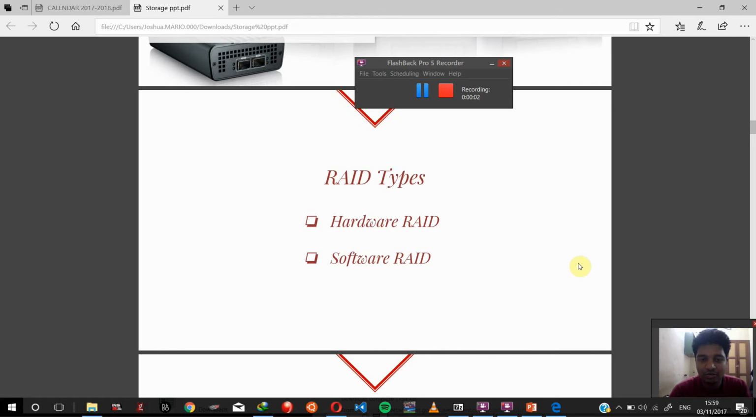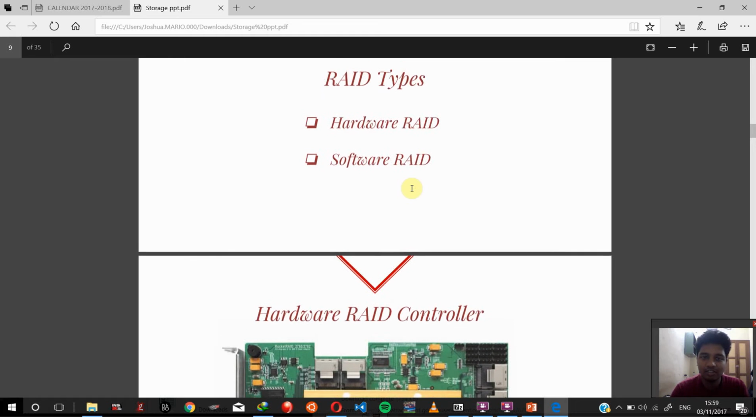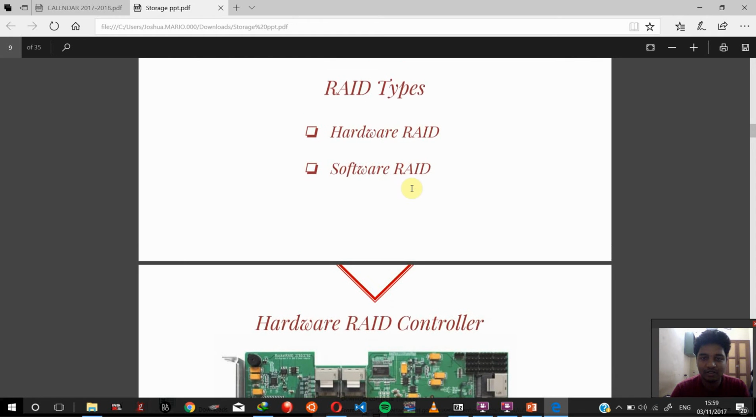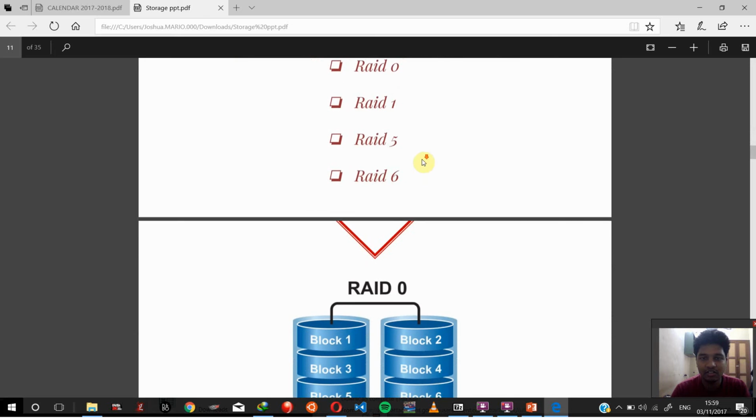So, in continuation with what Melvin has told us already, I will be talking about the different RAID types that are being used in Carmio. Basically, there are two types, one is hardware and one is software, and they are classified into various levels: 0, 1, 5, and 6.